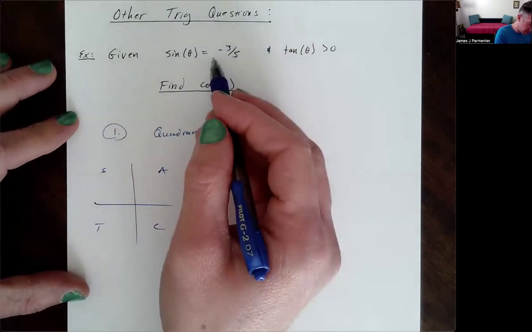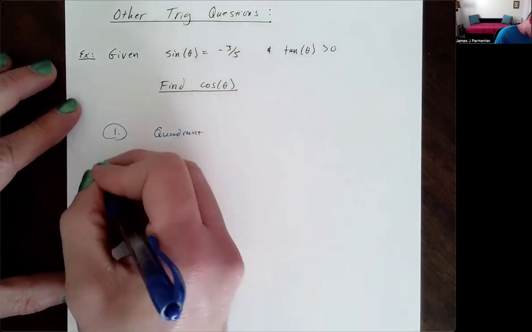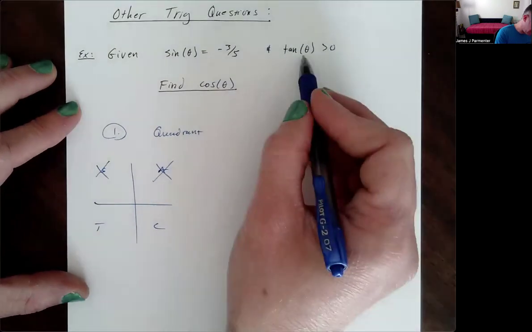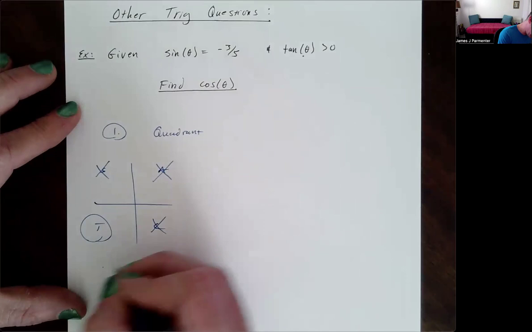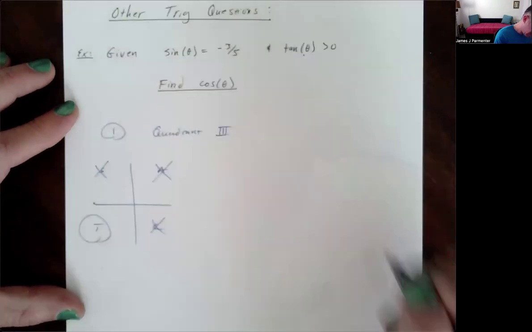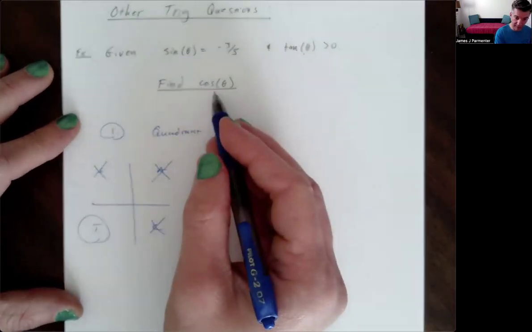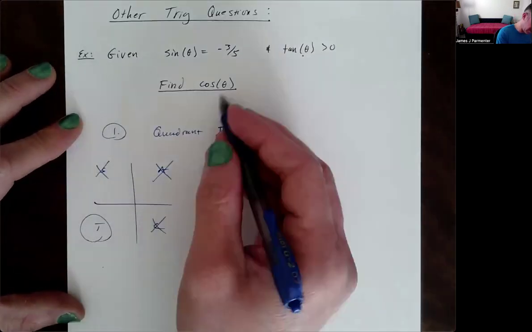Sine is negative, so we can't be here and we can't be here. Tangent is positive, so we can't be here. So we have to be here. So we're in quadrant 3, where cosine happens to be negative, because tangent is positive, cosine is negative, so is sine.